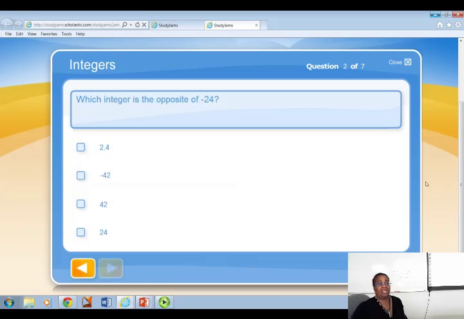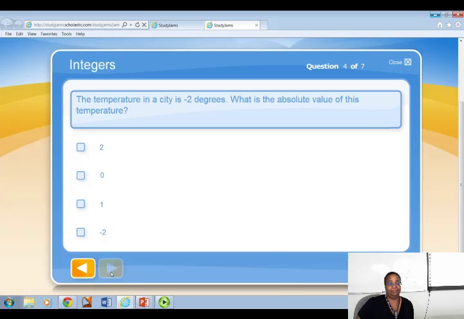Which integer is the opposite of negative 24? 24, okay. Are we good? And now, which number has an absolute value of 12? Number 2. The temperature in a city is negative 2 degrees. What is the absolute value of this temperature? 2. Okay.